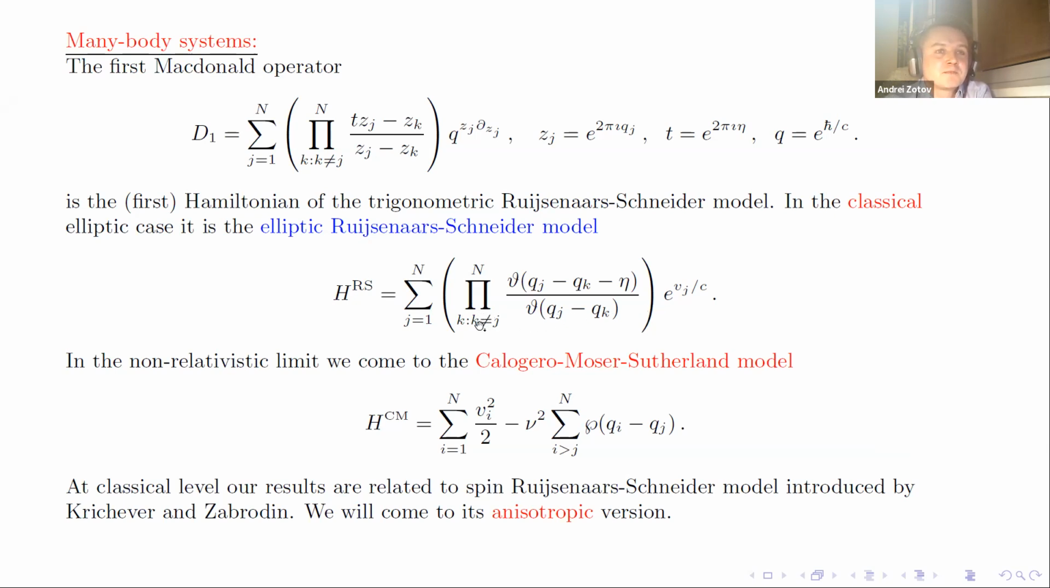And it also can be easily degenerated in the non-relativistic limit to the Calogero-Moser-Sutherland model, which describes interactions of n particles on the complex plane with the potential given by the Weierstrass function. So this is just a remark that the problem I'm discussing is related to many-body systems, and these many-body systems of Calogero and Ruijsenaars types are known to be generalized to the spin case. For example, the spin Ruijsenaars-Schneider model was introduced by Krichever and Zabrodin. And we're going to deal with this type of models, but in fact, we're going to deal with anisotropic versions of this model. And I will explain later what I mean by the word anisotropic.